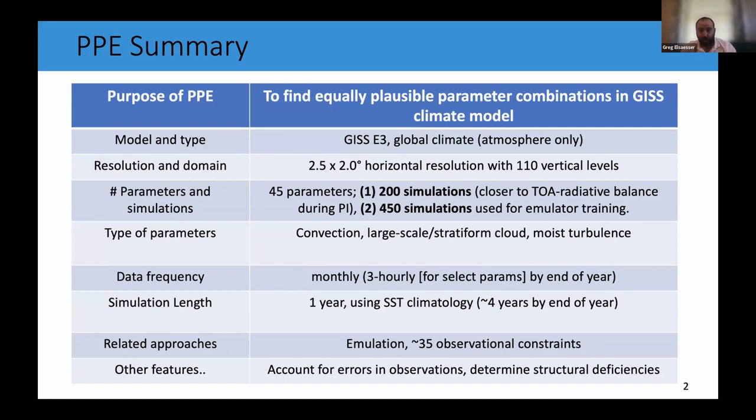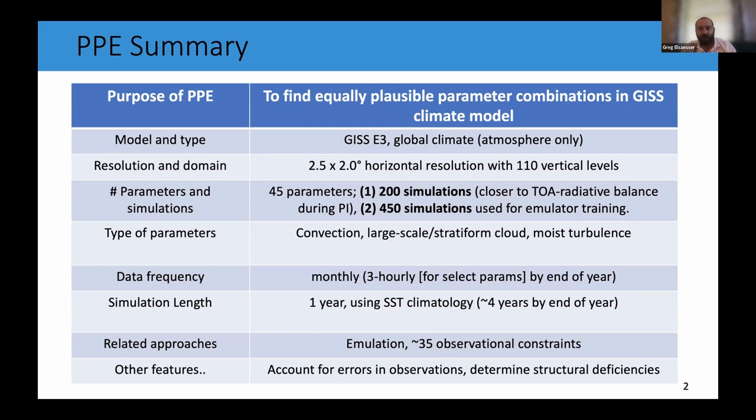So we're using the GISS E3, which we just submitted our first configuration from this framework to ESGF back in July. We're sacrificing a little bit with horizontal resolution, but we're pretty high for vertical resolution. We're perturbing 45 parameters, and again, the end result was 200 PPE simulations, or 200 members, with the constraints I described.